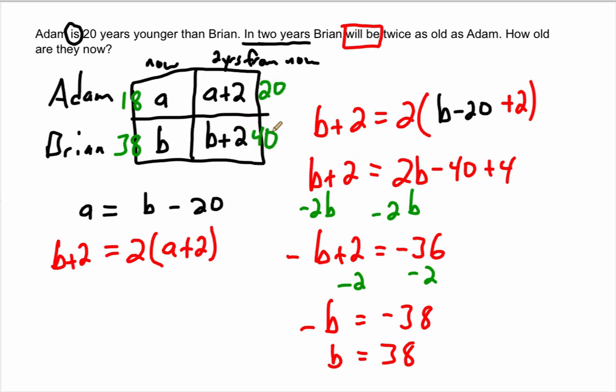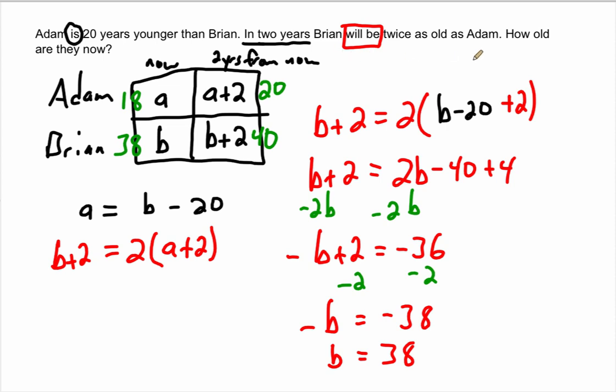Okay, now I'm not done yet because now I'm going to reread the problem again every time I do this. So Adam is 20 years younger than Brian. Is that true? Yes. So now I feel pretty good about it. In 2 years, Brian will be twice as old as Adam. Yes. Now I know that I am correct because I've double checked my answers with the words of the problem.